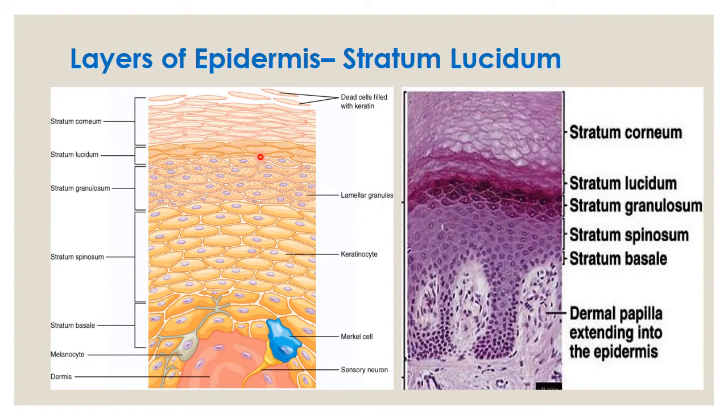The next layer is the stratum lucidum. The stratum lucidum is found only in thick skin, and it consists of thin translucent layers of flattened eosinophilic keratinocytes, held together by desmosomes. The nuclei and the organelles have been lost, and the cytoplasm consists almost exclusively of packed keratin filaments embedded in an electron-dense matrix. Now you can see here the stratum lucidum layer, which is devoid of nuclei and is composed only of keratin.